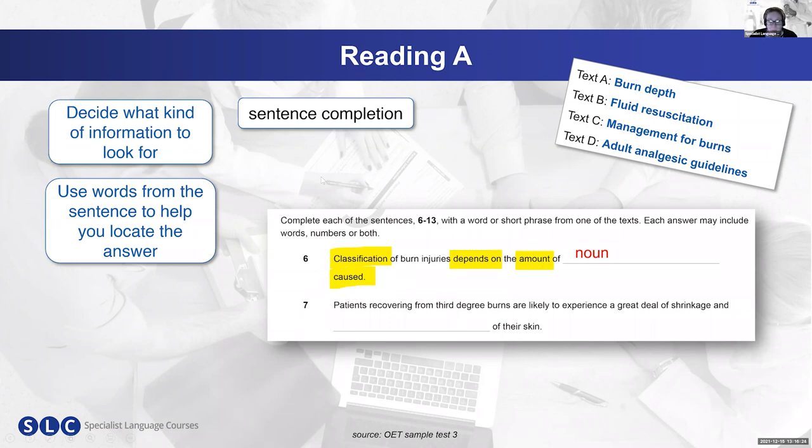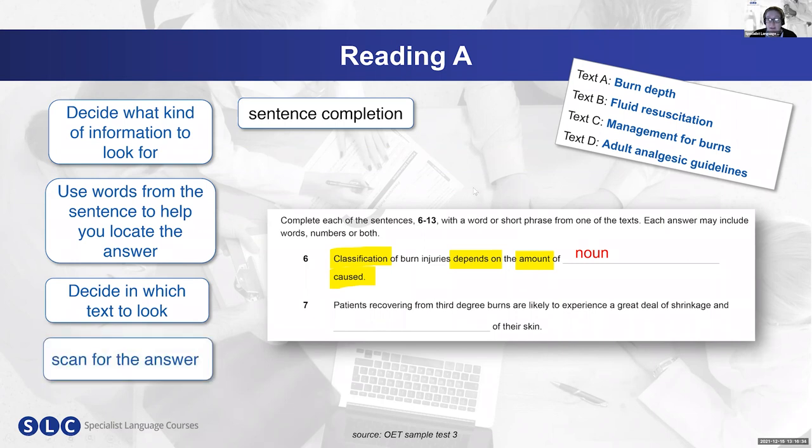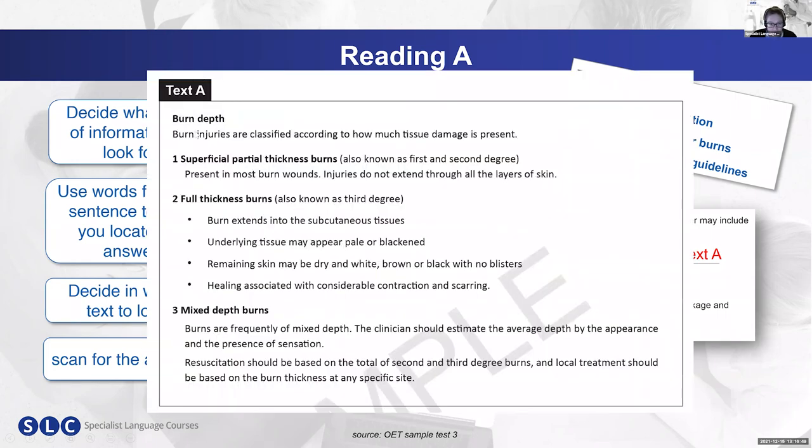Okay. We then need to decide which text to look in. And this is obviously going to be in text A. So now let's scan for the answer, keeping an eye on an amount of something caused and how to classify. So if we look here straight away, we've got burn injuries are classified according to how much tissue damage is present. So we know the answer is going to be tissue damage. Yeah, it's the amount of tissue damage present.